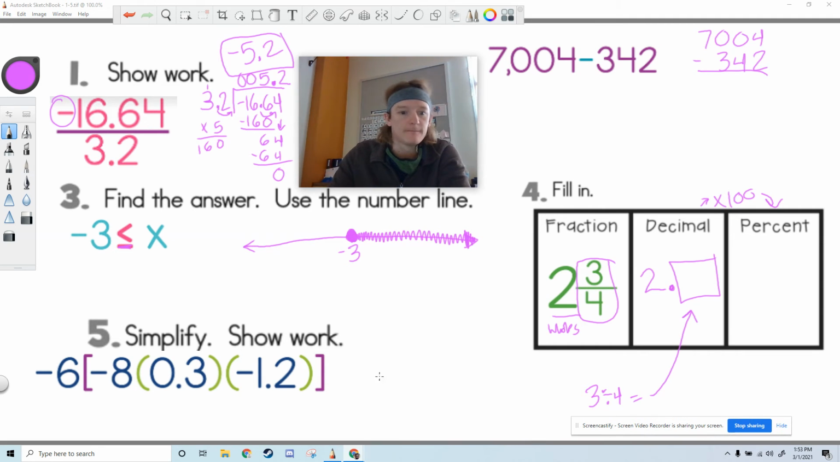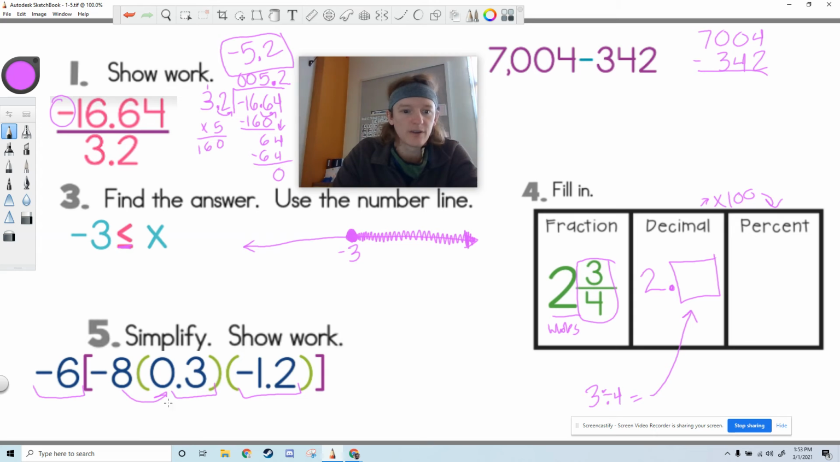For number 5, we've got a lot of multiplication here. They even have brackets and parentheses and whatnot. But it's 4 things to multiply. So we do parentheses first. There aren't operations inside of our green parentheses. So we're just going to have to multiply negative 8 times 0.3 times negative 1.2 and then times negative 6. We've got a lot of multiplying here.